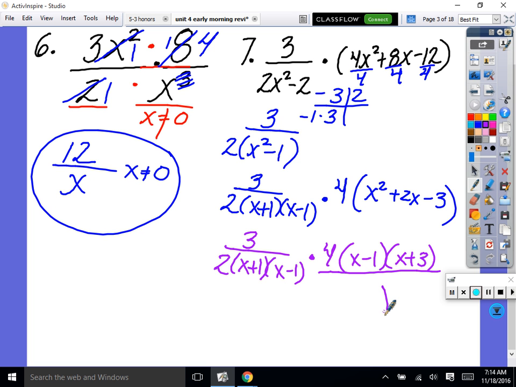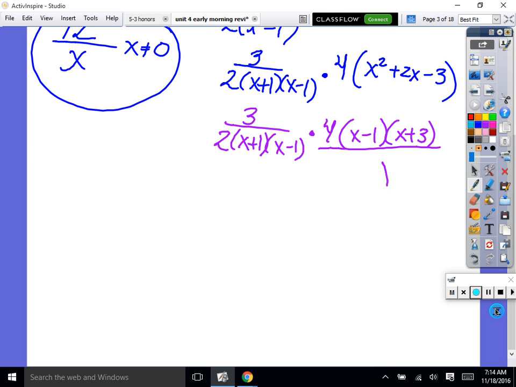Okay, so now let's restrict values before we divide anything out. If you are restricting values before you do anything, restrict them. 2 is never going to be 0, x plus 1, so x cannot equal negative 1, x minus 1, x cannot equal 1, and 1 is never going to be 0. So we have our 2 restrictions.